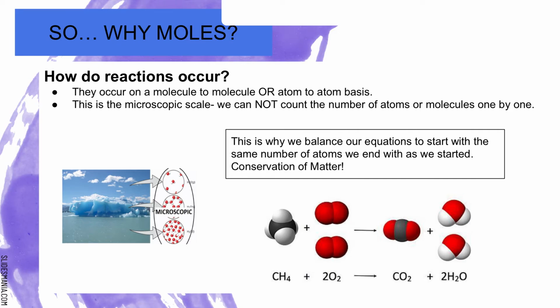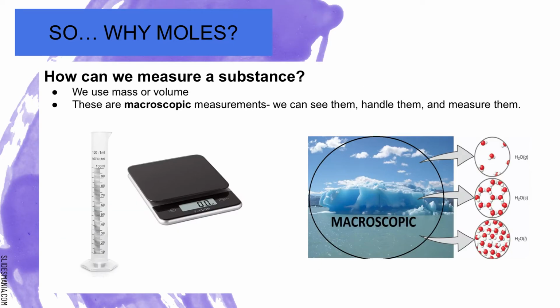If we look here, if we have CH4 plus 2O2, when they rearrange to be CO2 and water, we have the same number of atoms. That's how we counted when we were balancing chemical equations. So how can we measure a substance? We use mass or volume to measure how much of something we have. These are the macroscopic measurements. We can see them, we can handle them, and we have tools designed to measure them. We don't have a tool designed to measure a mole.